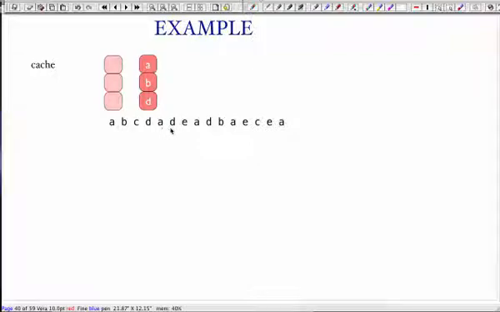A and D are both going to be satisfied, but now it comes to time E. And so we look, A is accessed, D is accessed right here, B is the one that's accessed farthest in the future. And so we should evict B and put E in here. And similarly here, A, D, and E: E is accessed farthest in the future. So when we come to this B, we should get rid of E again.